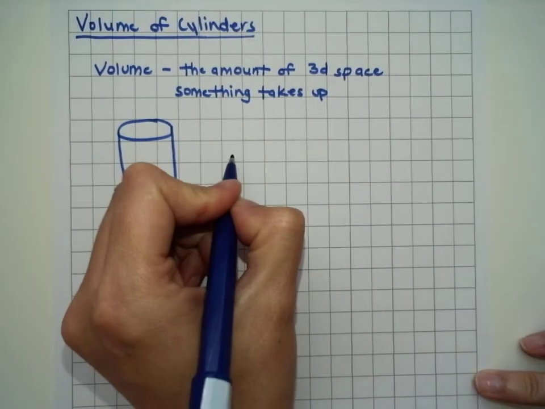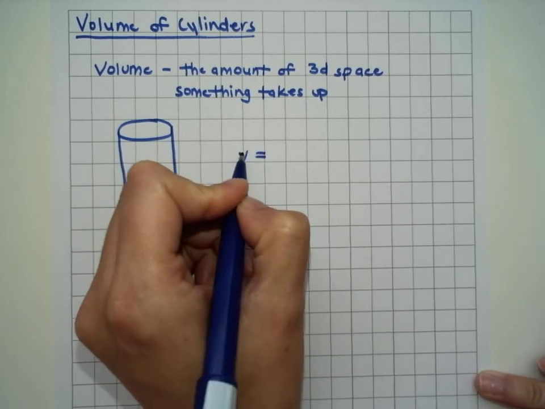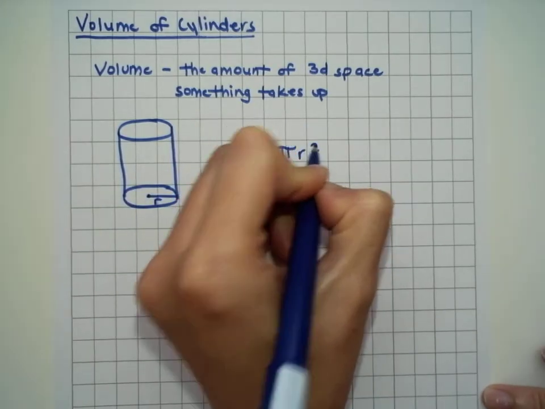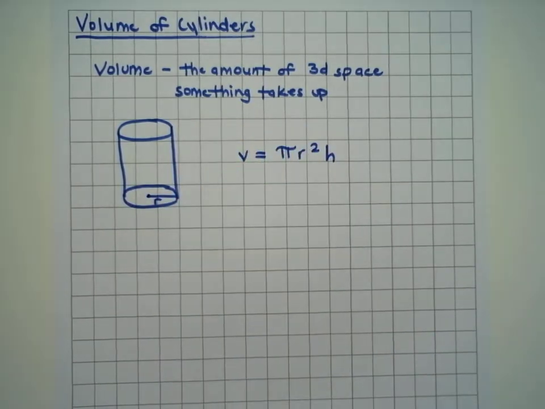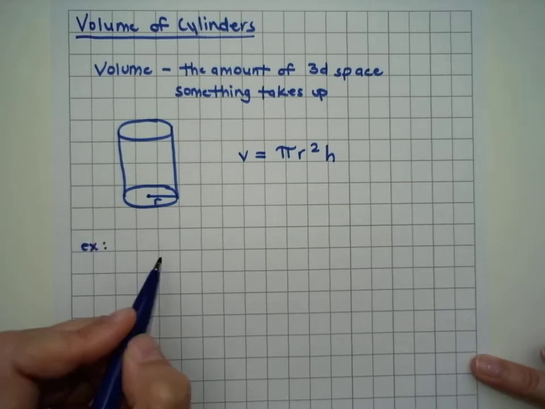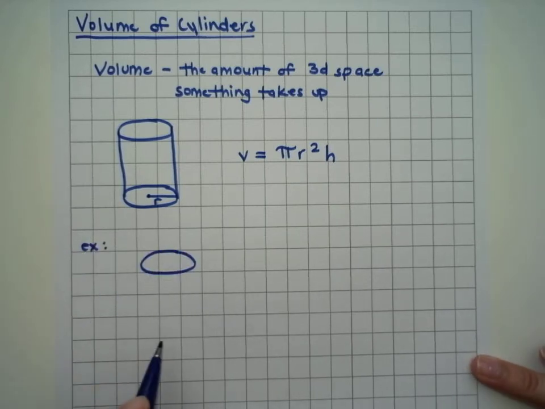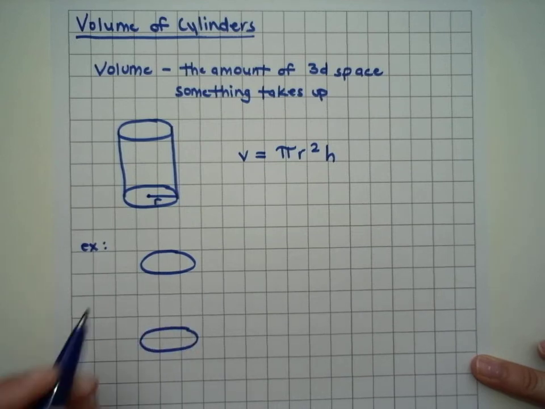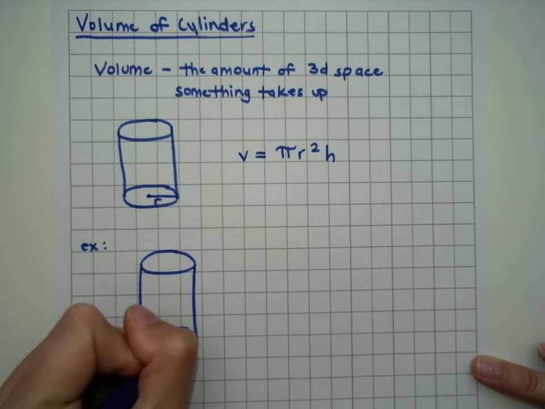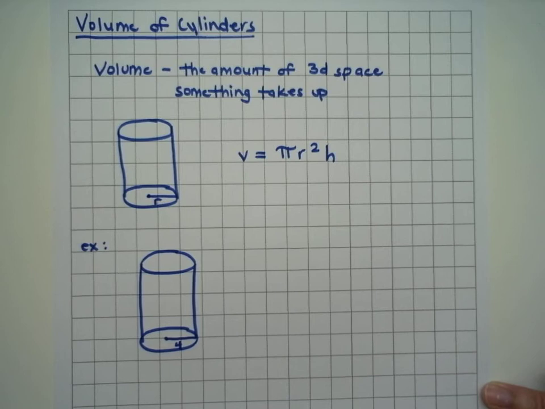So the formula for calculating the volume of a cylinder is volume equals pi times r squared times the height. And so in our example, we have a cylinder. The radius is 4, so we are just going to plug in the radius and then our height, which is 5, and calculate the volume.